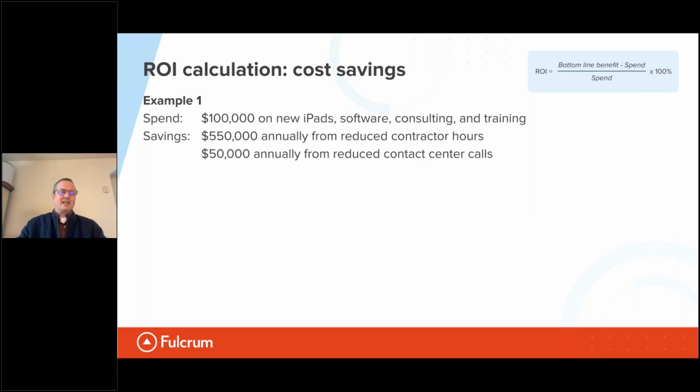So let's say we spend $100,000 on new iPads, software, consulting, and training. And you'll notice that I'm throwing in everything I can think of that I'm spending on that project. I don't want to understate the amount that I'm spending, or else people won't trust my ROI calculations. So I want to think about all the different costs associated with the venture that I'm embarking on here.